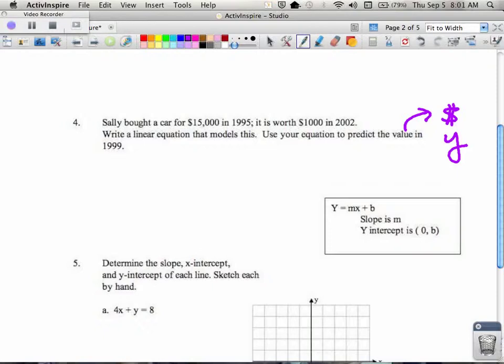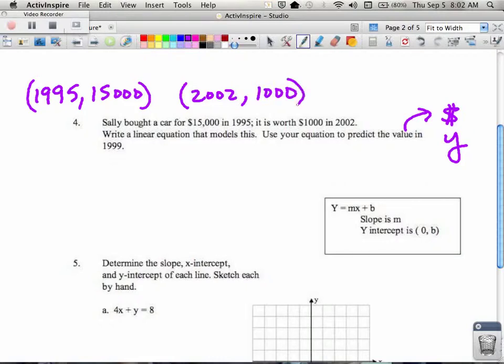So as I do this, I notice that they have a car for $15,000 in 1995. That means my first ordered pair would be 1995, comma, 15,000. Because that's telling me that in the year 1995, I had a value of 15,000. My second ordered pair then would be 2002 and 1,000. And as you can see, cars depreciate very quickly.